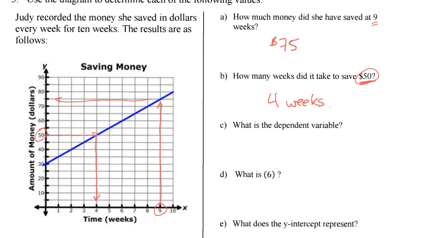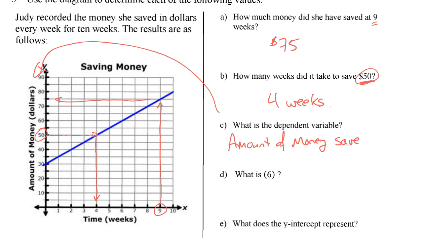Now, what is the dependent variable? The dependent variable is on the y-axis here. This is going to be the amount. And so when we ask this, what is the dependent variable? Please don't answer y. If you can do better than that, please do better than that. This is the amount of money saved. That's what the dependent variable is. That's what depends on the time here.